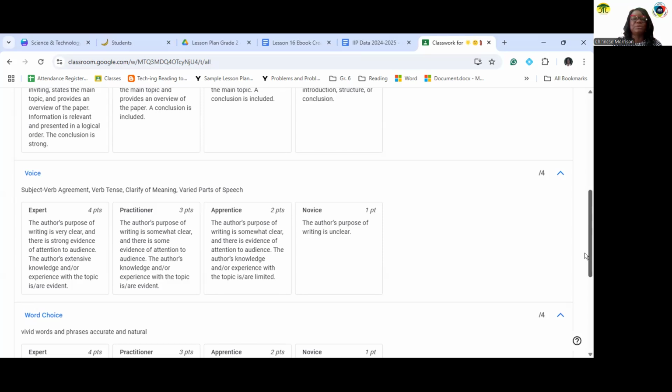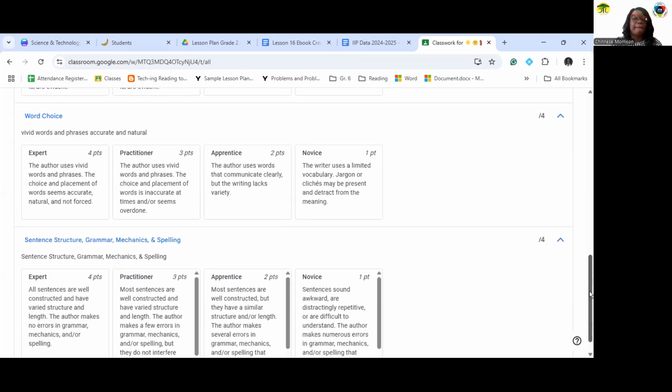Is it the class they're sharing it with? Is it someone outside of their school? The author's extensive knowledge and experience on the topic is evident, especially with prompts for their paper or exam, where they are asked to share their own opinion or experience on the topic that they're writing the essay on. Their choice of words is very important. So it must be vivid, and phrases are accurate and natural. The author uses vivid words and phrases. The choice and the placement of the words must be accurate and natural, not forced.